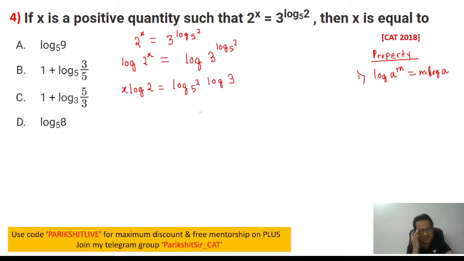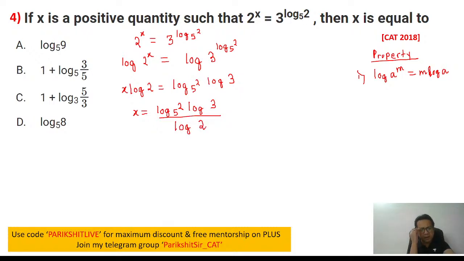Remember, I need the value of x. So this can be written as x is equal to log 2 base 5 into log 3 divided by log 2. You can cross multiply.